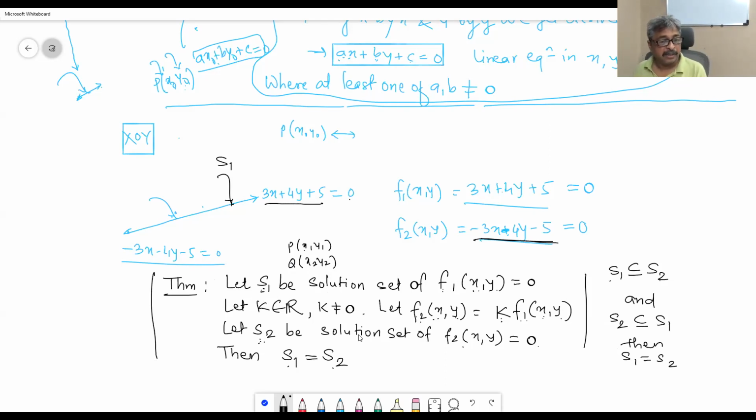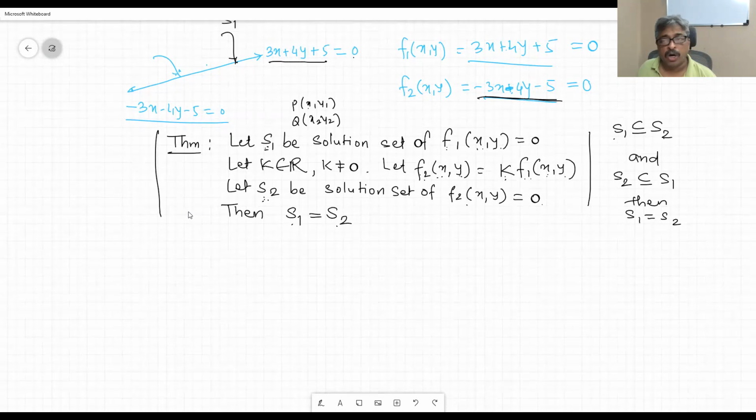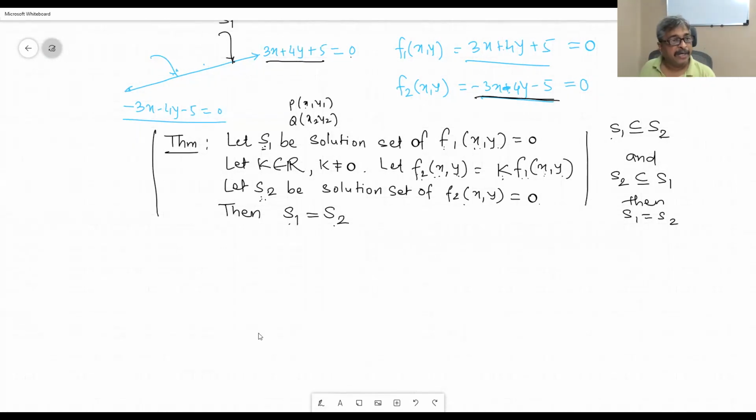Okay, and it is if and only if. This is easy, we can prove it in both the ways, and therefore we can show that S1 is equal to S2. Now the most important theorem that we are going to do, which is a little long, but we will write a complete correct proof, is as follows.